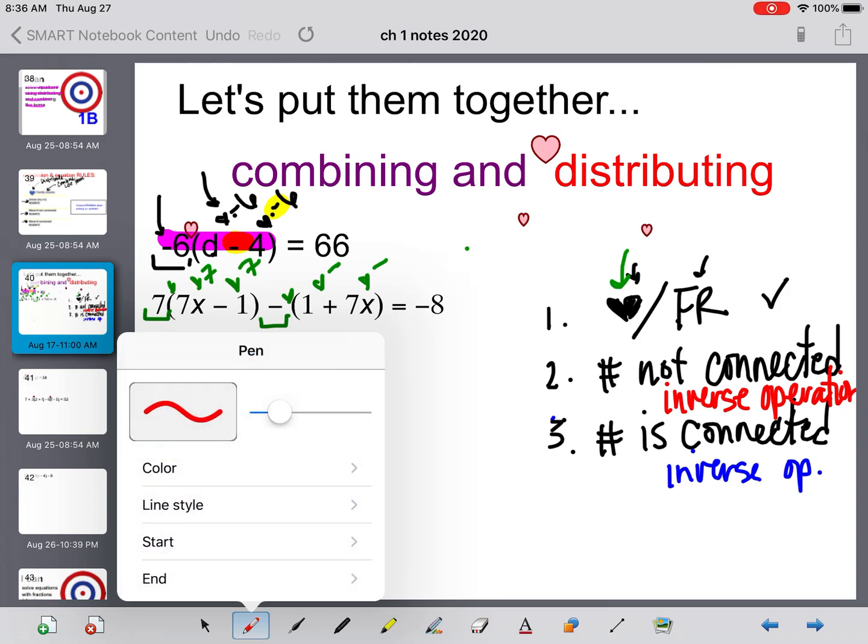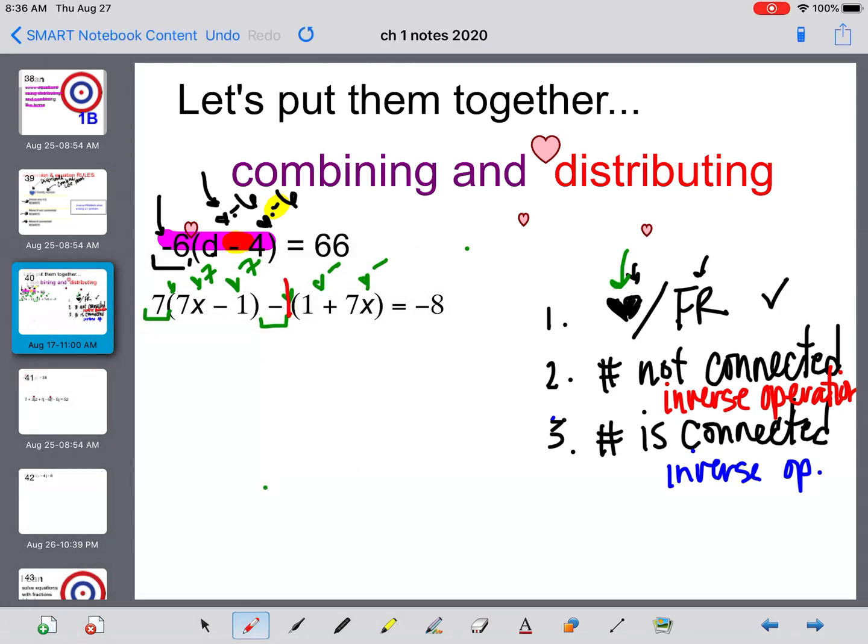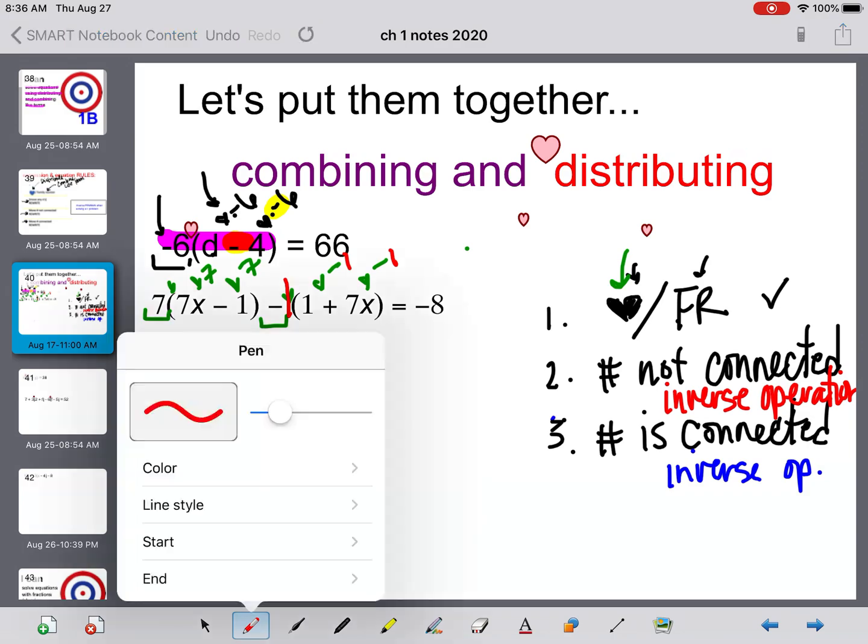If it helps you, you can put an invisible negative or invisible 1 right here. We don't usually write the 1 because the 1 is kind of just implied. But if it helps you to see it, distribute a negative 1 here, and that might be less confusing for some people. If that helps you, then use the invisible 1.